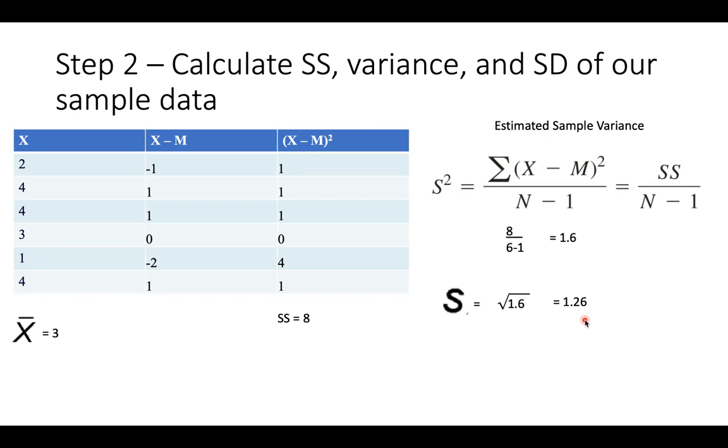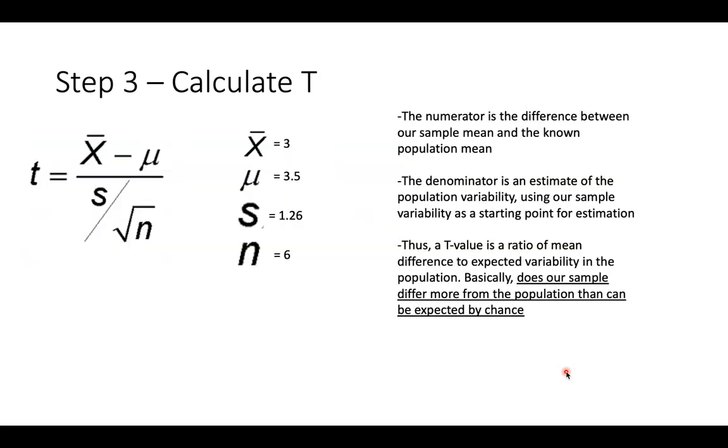So now I actually have everything I need for the t-test. I have my sample mean over here that I found for my sum of squares of 3. I have my sample standard deviation, 1.26. I have my n, which was 6. And the population mean was given to us. I believe that was 3.5. Yes, 3.5. So we have everything we need to calculate our t-test.